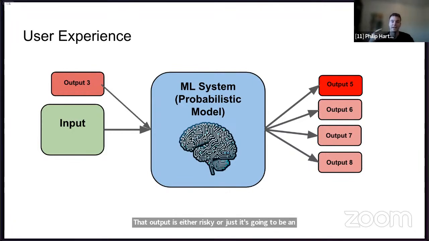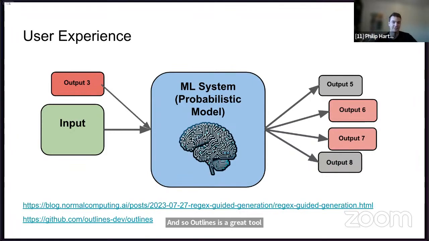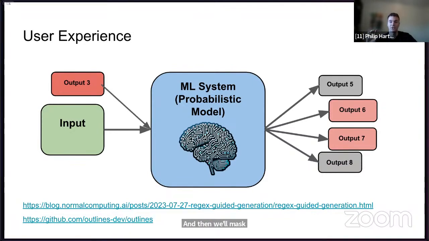And so you can kind of merge the two, where you have heuristics that are guiding your output. This is guiding generation to avoid those invalid outputs. So let's say that output 5, for example, is invalid. Then, next slide, we can just mask. Outlines does this by actually masking the logits. Outlines is a great tool where you can literally pass in a regex pattern. It creates a state machine based on it, and then will mask over whatever tokens do not match that regex.